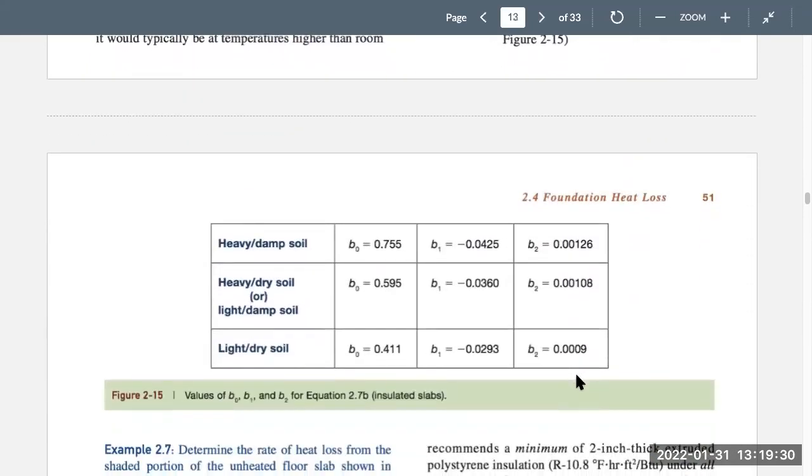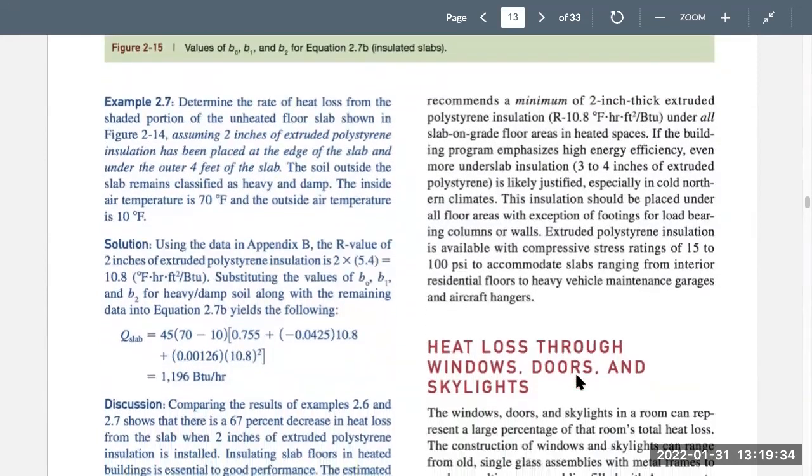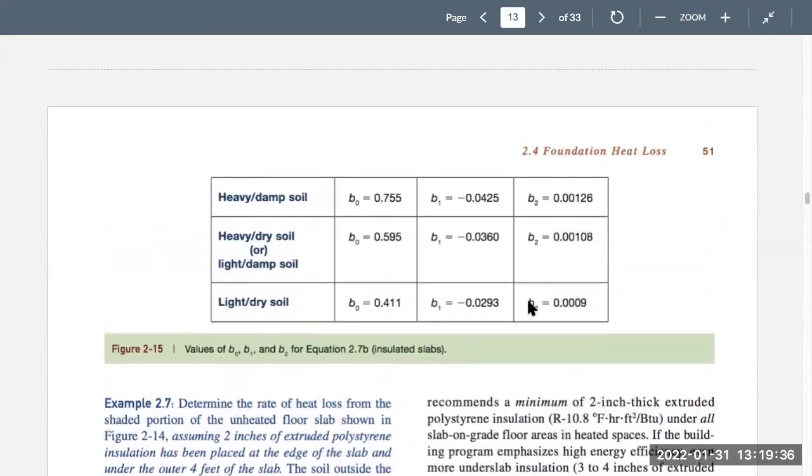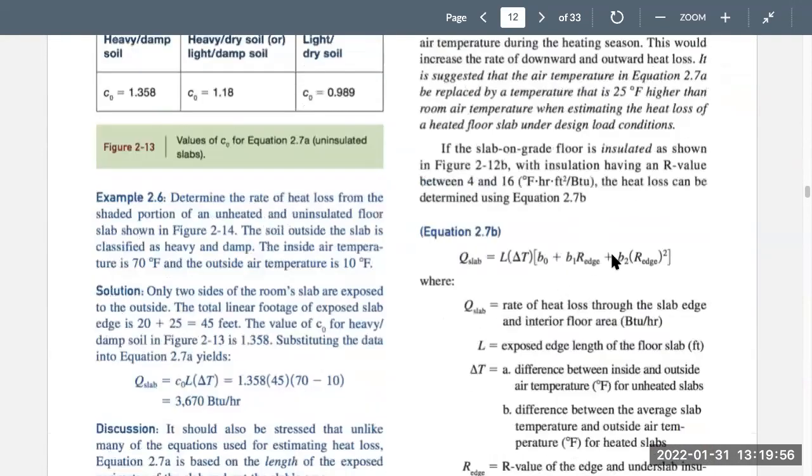You scroll down, let's look at the example they have. So when you look up here, before I get too far, this time when they have the heavy damp soil, notice on this example, we're going to be using these numbers here. So you'll see 0.755 plus a negative 0.0425 plus 0.0. So we'll plug those in to this formula right here.